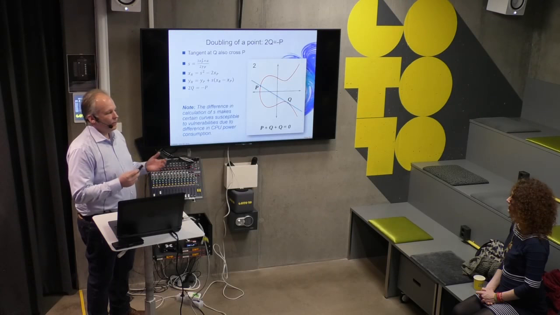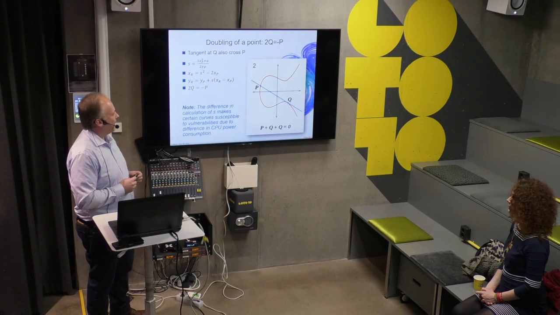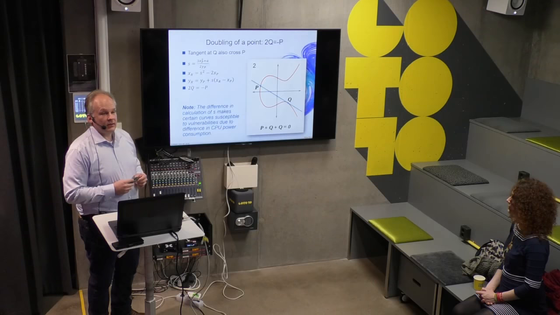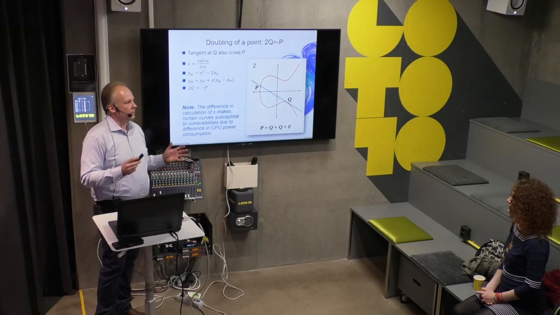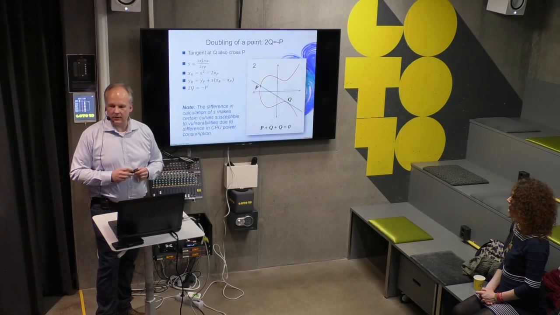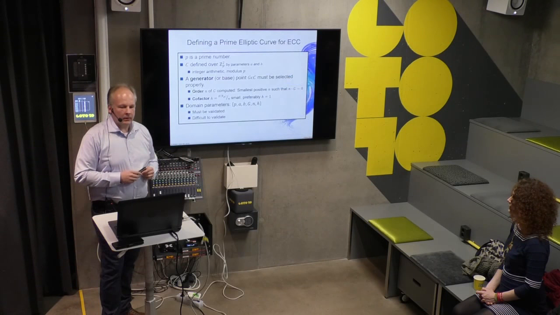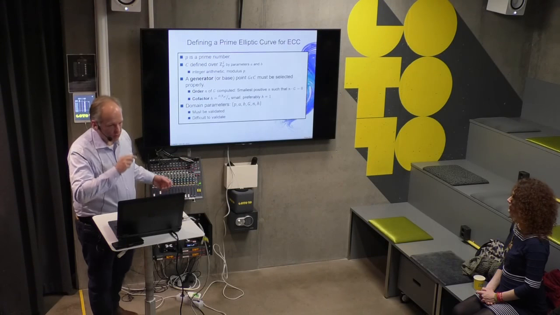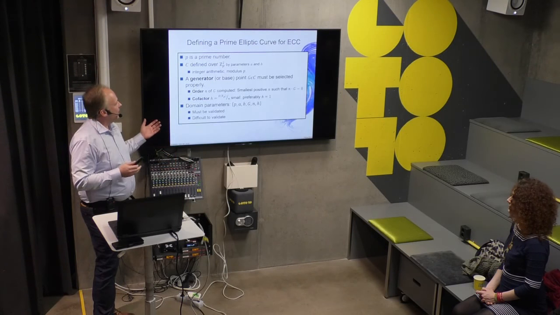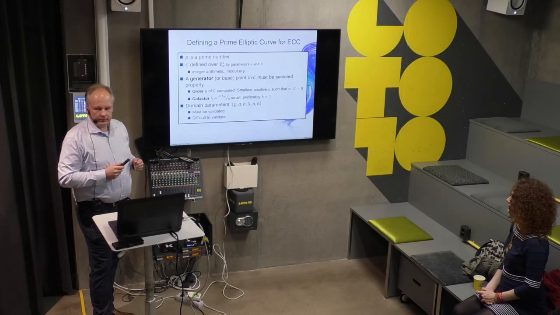So it's just to show how intelligent those that want to break ciphers are. So it's very difficult sometimes to know how secure a particular cipher is. So that's basically elliptic curve cryptography. To define an elliptic curve, you define a prime number.